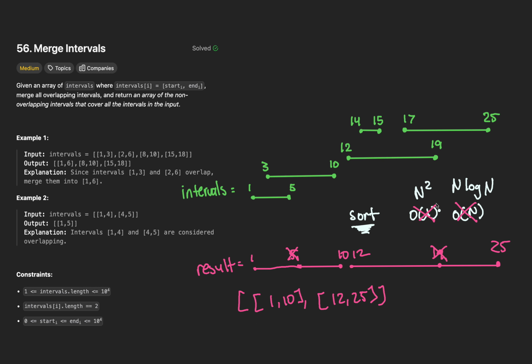The overall time complexity is n log n because of the sorting, and the space complexity would be log n or n depending on which sorting algorithm was used. That's not too important, but it may be good to quickly point out in the interview. But alright, with that said, let's code this up.